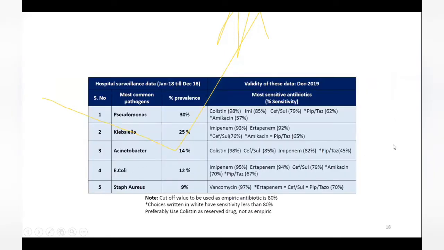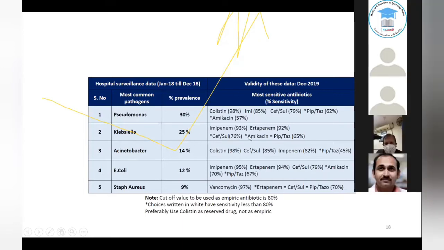So this is how our antibiogram will look if we are preparing it on a manual basis. The 5 most common organisms, Pseudomonas, Klebsiella, Acinetobacter, E. coli, and Staph aureus; the prevalence is plotted in the second column, and against each of the organisms we have the 5 most susceptible antibiotics. For example, Pseudomonas, the prevalence is 30%, and the 5 common and susceptible antibiotics are colistin, imipenem, cephalosporin, sulbactam, piperacillin-tazobactam, amikacin. Similarly, we can chart out other common susceptible antibiotics against our pathogens with their frequency. So this is how an antibiogram can be prepared manually.